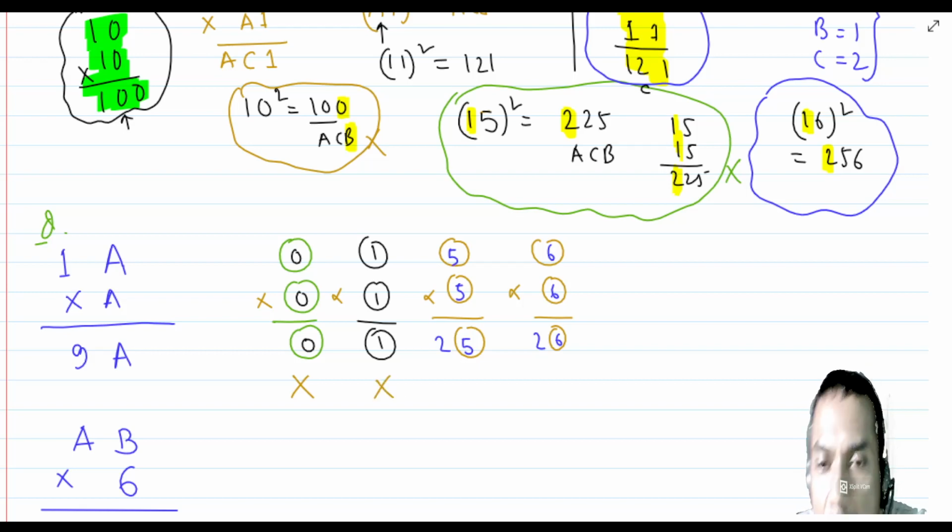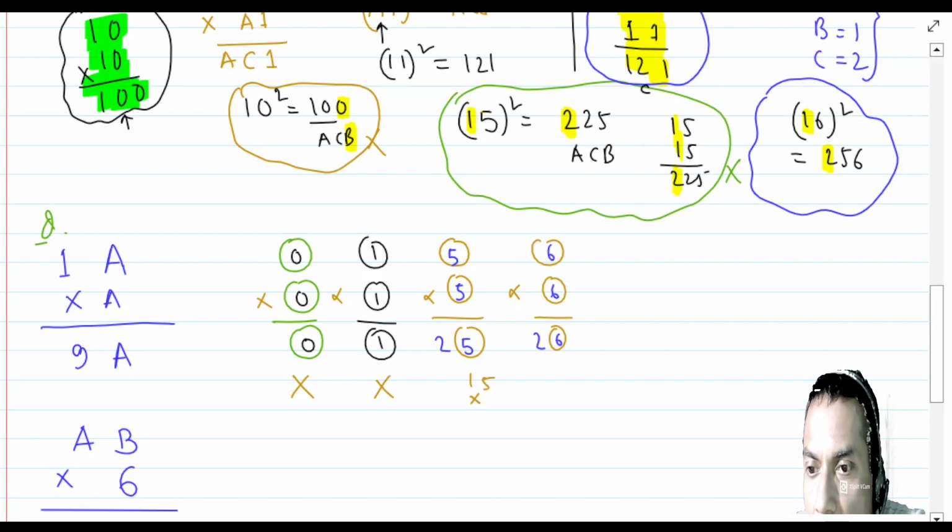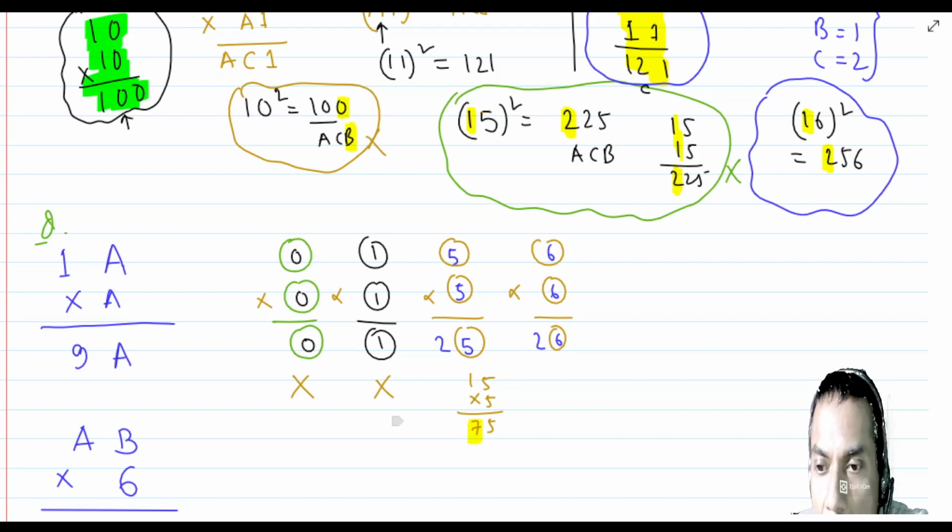If I consider 5, then what will happen? It will be 15 into 5. Do it: 15 into 5 is 75. It is not the correct answer because we are not getting the 9. Okay, 5 is okay, but we are not getting the 9. Now, if I consider 6, replace the A with 6.